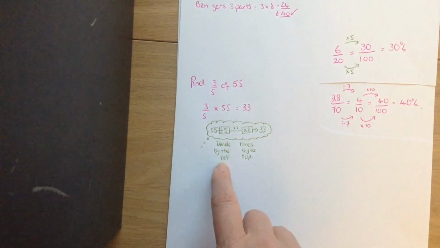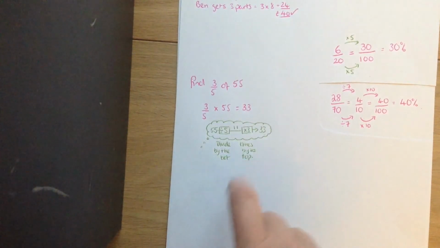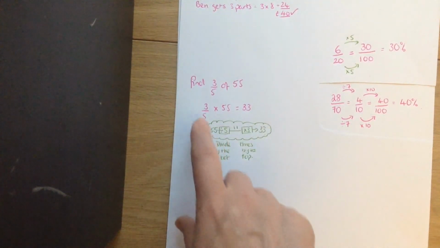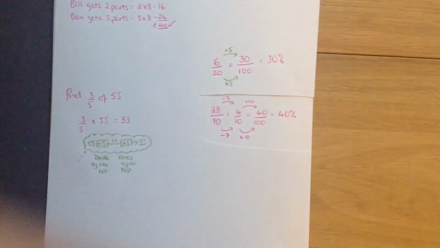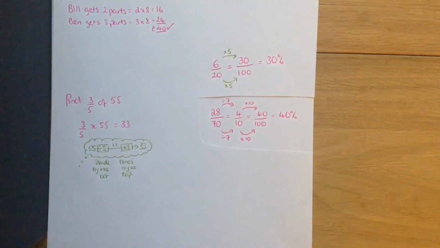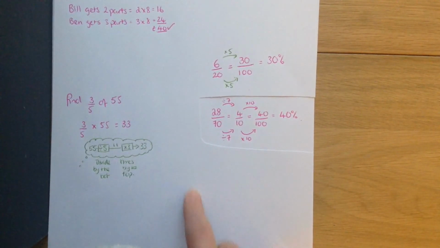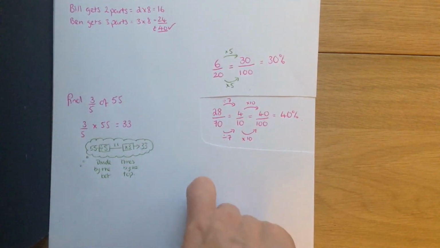A quick way to remember it is to divide by the bottom, times by the top. So divide by 5, times by 3. And the final piece is writing fractions as percentages. So here we've got some fractions and we're going to make them into percentages.